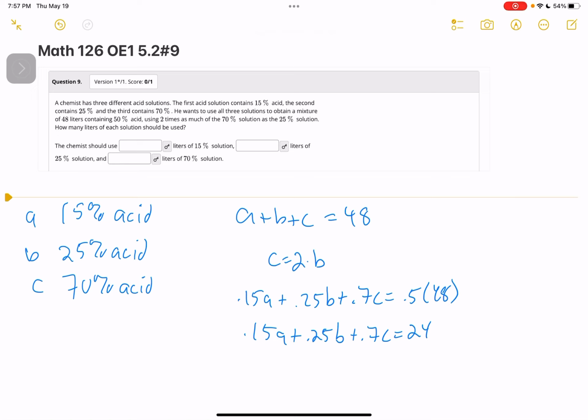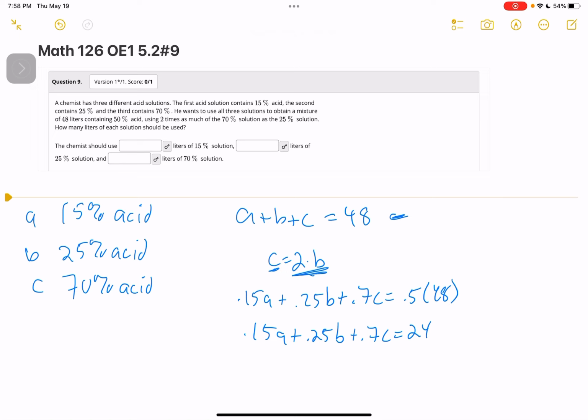It says he wants to use all 3 solutions to obtain a mixture of 48 liters. So A plus B plus C is 48. That's where I got that first one here. That's that first equation that relates all 3 variables. And it says using 2 times as much of the 70% acid solution as the 25%. So I said C is going to be twice whatever B was. That's our second equation.